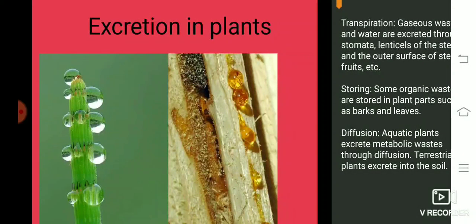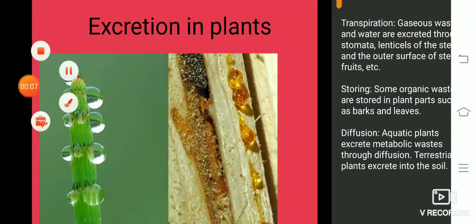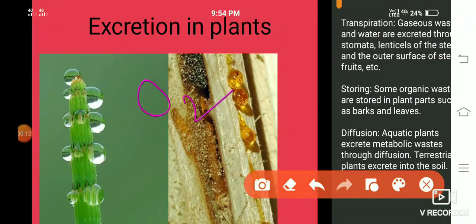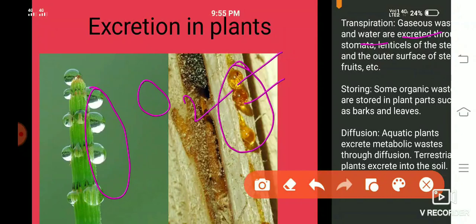Plants use a very different strategy for excretion than those of animals. Oxygen itself is actually considered a waste product that is generated during the photosynthesis process. Gaseous waste, then water, sometimes excess water is released in the form of transpiration. Then they store the organic waste over the bark of the tree. These organic wastes are nothing but resins and gums. They store them over the bark of the tree. These are also waste products.